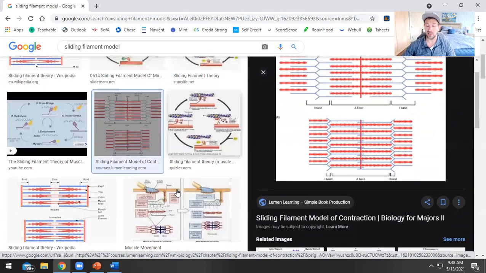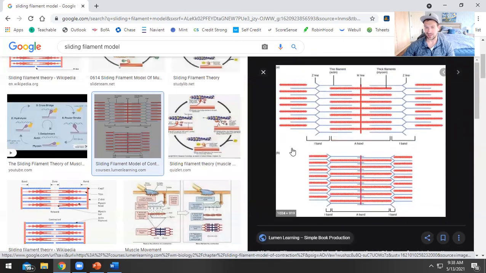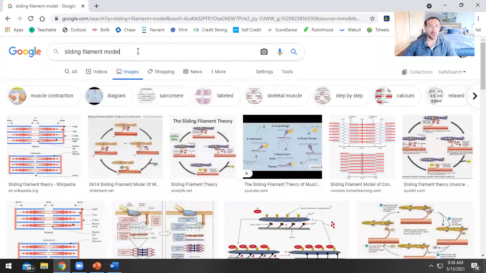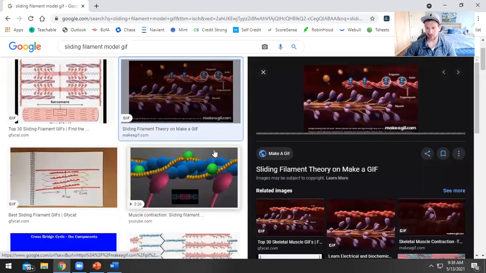That's what a motor unit is, right? A motor unit is lots of muscle cells all experiencing this sliding action simultaneously, right? So if we look at this, this is kind of what that actually looks like.